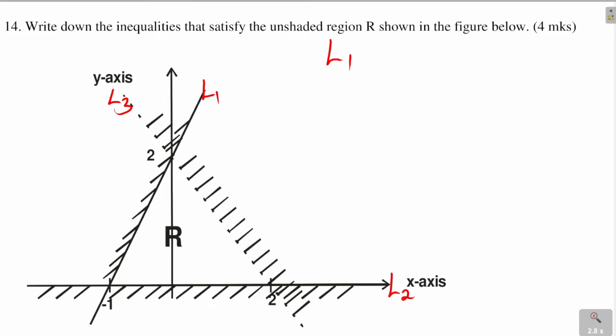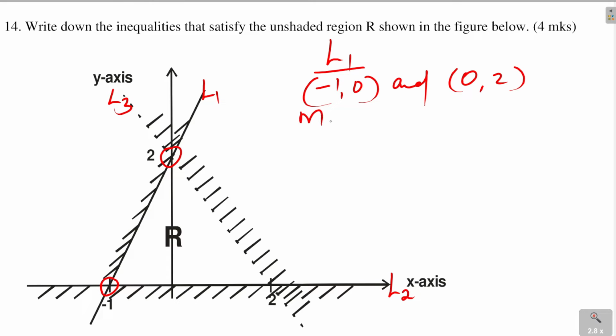So equation of line 1. Now to get the equation of line 1, we just need to take 2 points on that line. So we have -1, 0, and we have 0, 2, that point. To get the equation of a line given 2 points, you start by getting the gradient. Gradient is equal to change in y, which is 2 minus 0, over the change in x, 0 minus -1. And this will give 2 as the gradient.